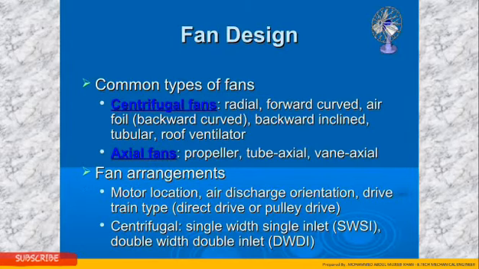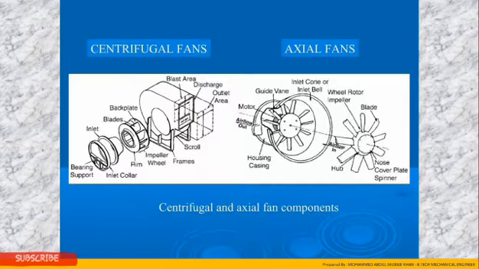The common types of fans are centrifugal fan and the axial fan. The centrifugal fan consists of radial, forward, backward, and roof ventilator type, and the axial fan consists of propeller, tube axle, and vane axle. These are the drawings where you can see the centrifugal fan and the axial fan and their components.